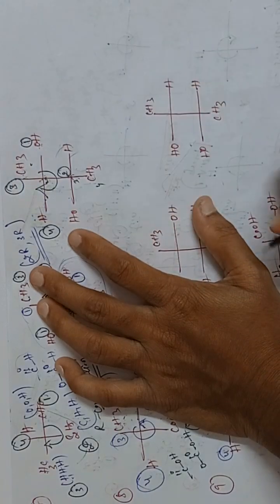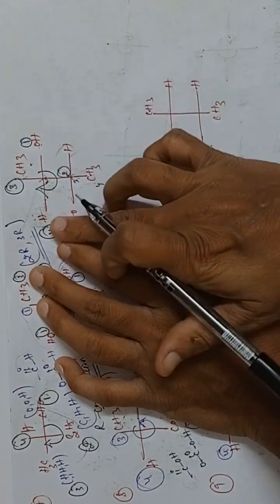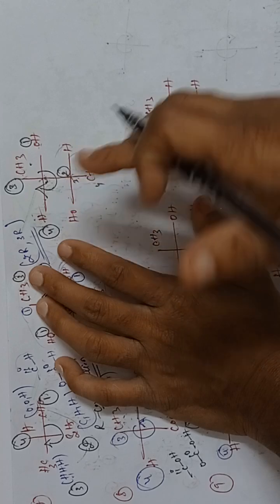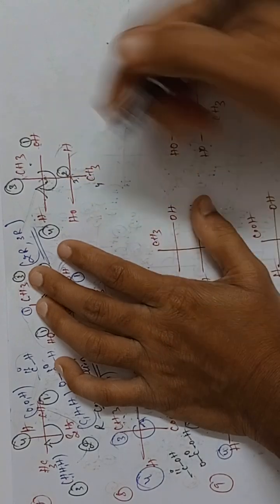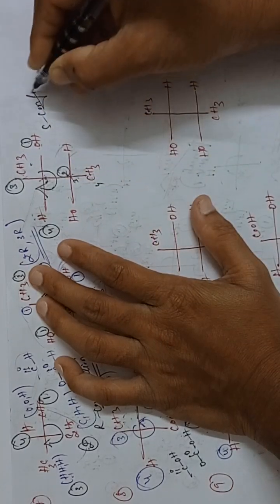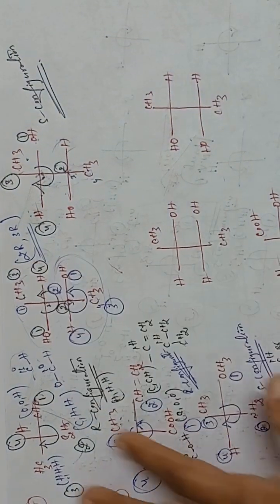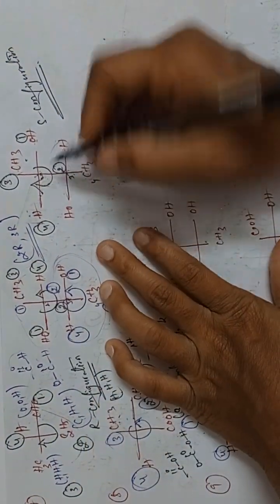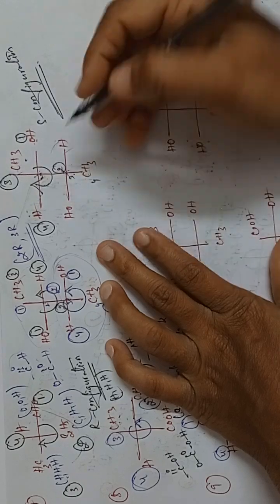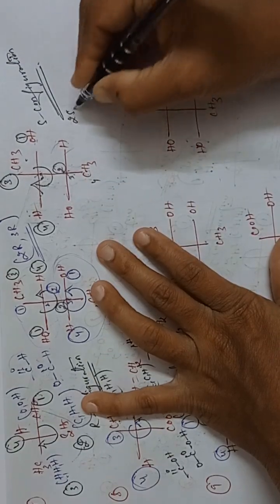Which direction is it? Clockwise direction, on the horizontal line. Clockwise direction, horizontal line. What is the configuration? S configuration. Clear? Trick number 2. This is S configuration. Which one? The second carbon. So that is 2S. Completed.